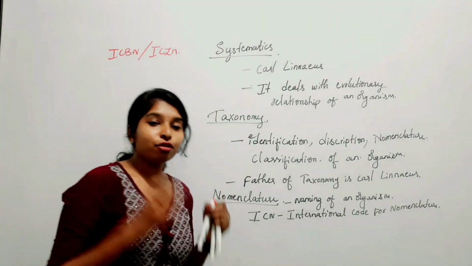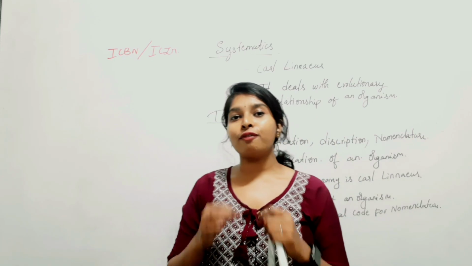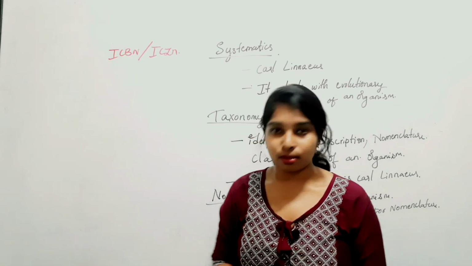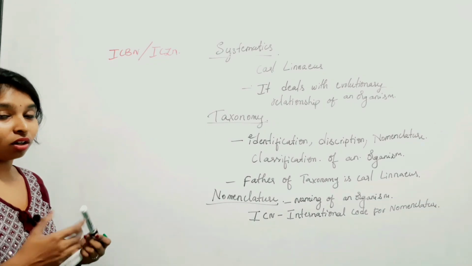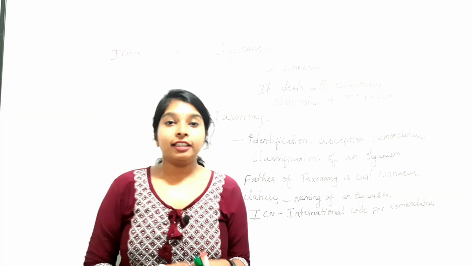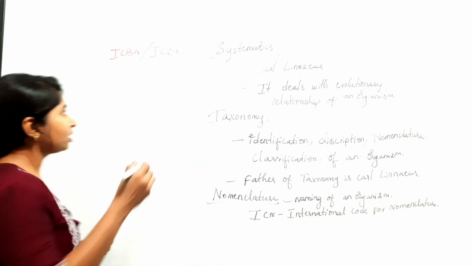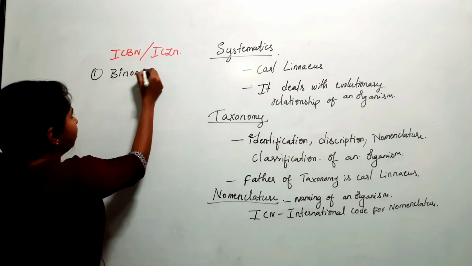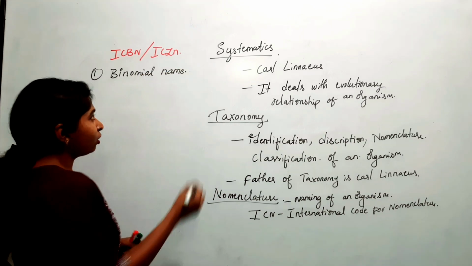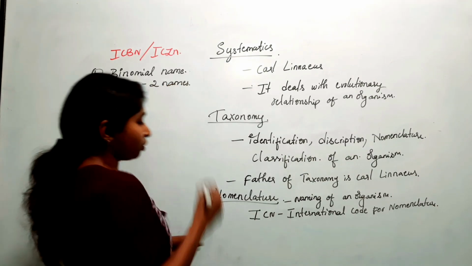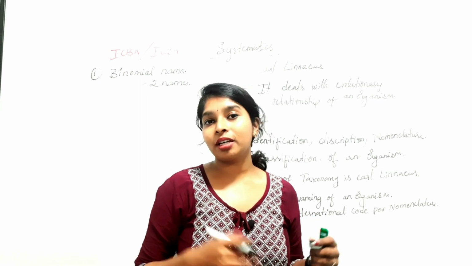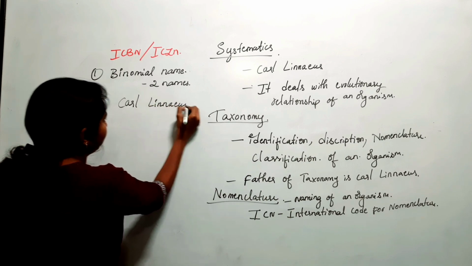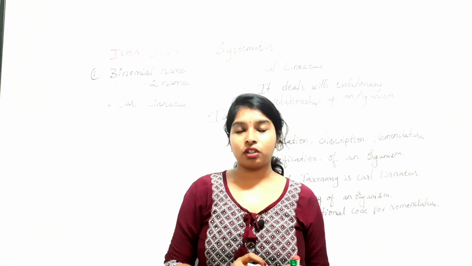These two gave certain rules and recommendations that should be strictly followed when naming or describing plants, animals, or other organisms. We will discuss the principles given by ICBN and ICZN. The first rule is that the name of an organism should be a binomial name, having two names. This concept of binomial nomenclature was given by Carolus Linnaeus, who gave it for the very first time.